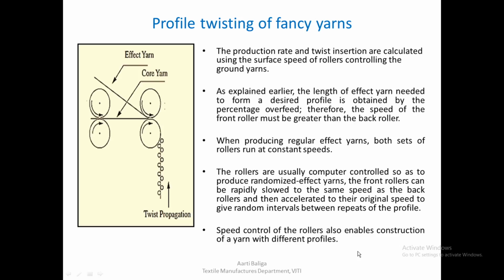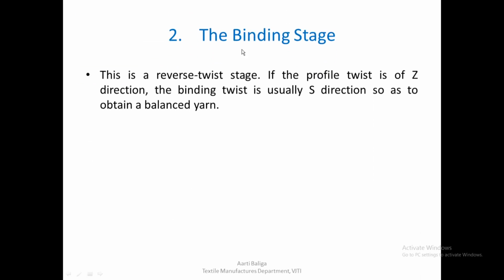So having seen these modifications, we come to the second stage, that is the binding stage, where a reverse twist is usually applied using a binder yarn. If in the earlier twisting or the profile twisting stage we have introduced Z twist while bringing the ground and the effect yarn together, the binding twist here in the second stage would be in the opposite direction, that is the S direction, so as to obtain a balanced yarn.